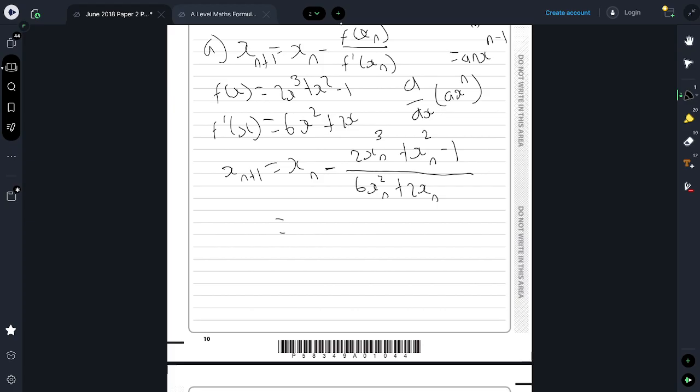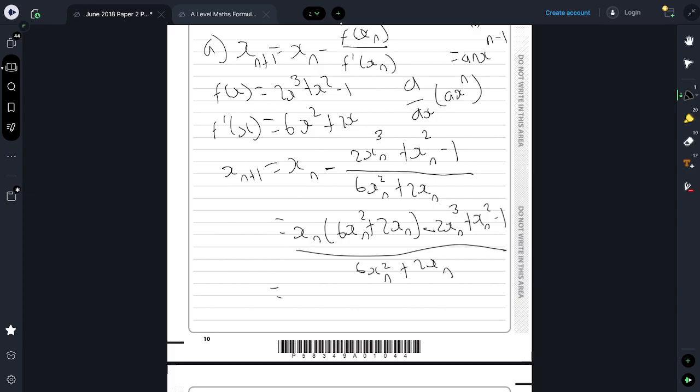With any fraction, you subtract them by timesing by the denominators of each side. The denominator here is 1, so we're going to have to times by the whole shebang, 6x_n squared plus 2x_n. Minus this. Now, this is over 1, so we don't need to times by anything. If we times by 1, that's just itself. So you combine the fraction like this. Hopefully it shouldn't be too tricky at this point. Minus this bit, 2x_n cubed plus x_n squared minus 1, all over the same common denominator, which is 6x_n squared plus 2x_n.